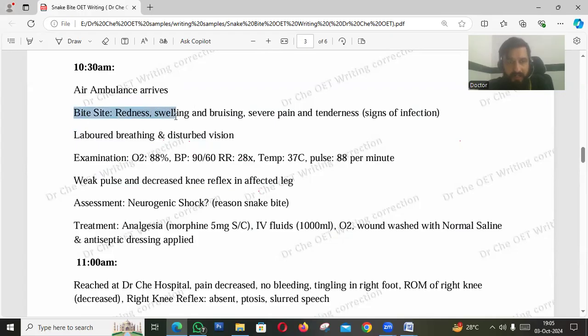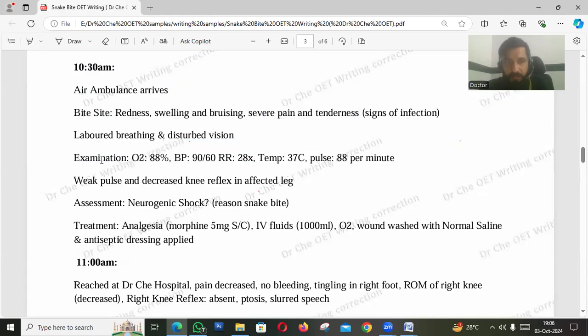You see redness, and when they came, they saw this. Okay, redness, swelling, bruising, severe pain, redness, signs of infection, labored breathing, disturbed vision. In the examination, O2 saturation is low, you will mention this. Blood pressure is low, you will mention this. Temperature is okay, you don't need to mention. Pulse is normal, you don't need to mention.